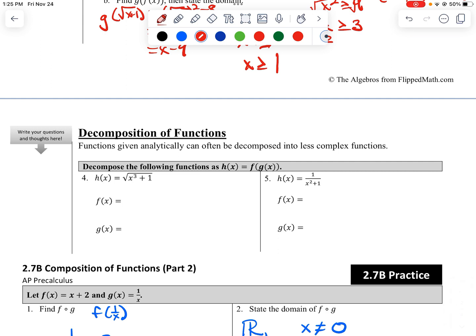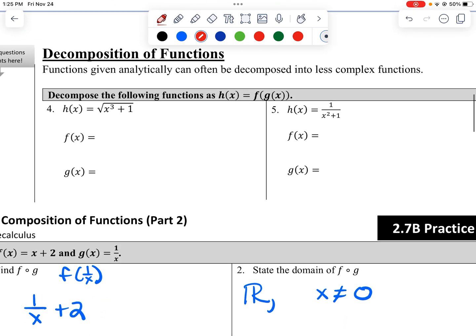And then the last part we're going to take a look at today is how do we decompose these? Well, we're going to try and find the two functions. So what's our outside function and what's our inside function? Well, I see this gigantic square root here, so that's got to be our outside function. And then what's on the inside would be x cubed plus 1. So this one we have a fraction. So our outside function must just be 1 over x, and our inside would be x squared plus 1.